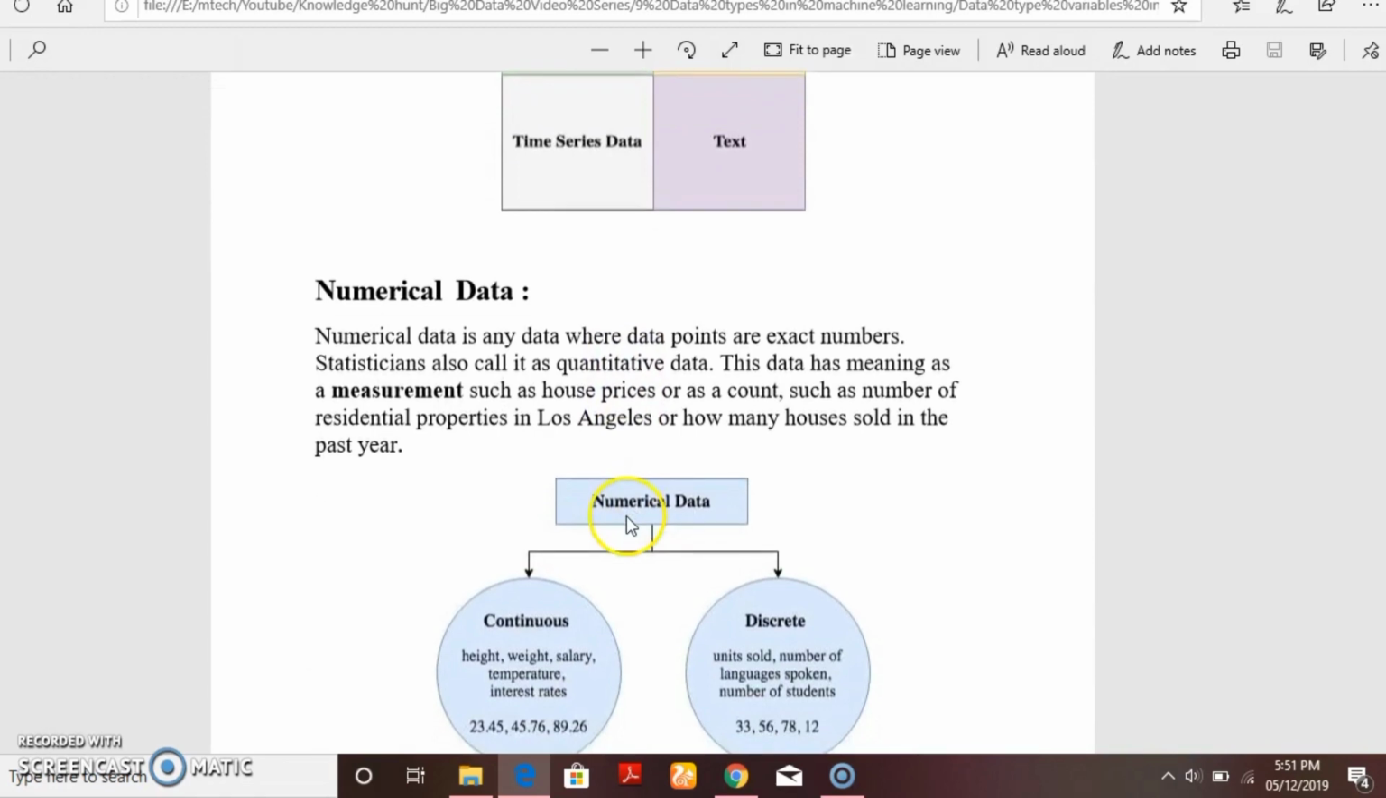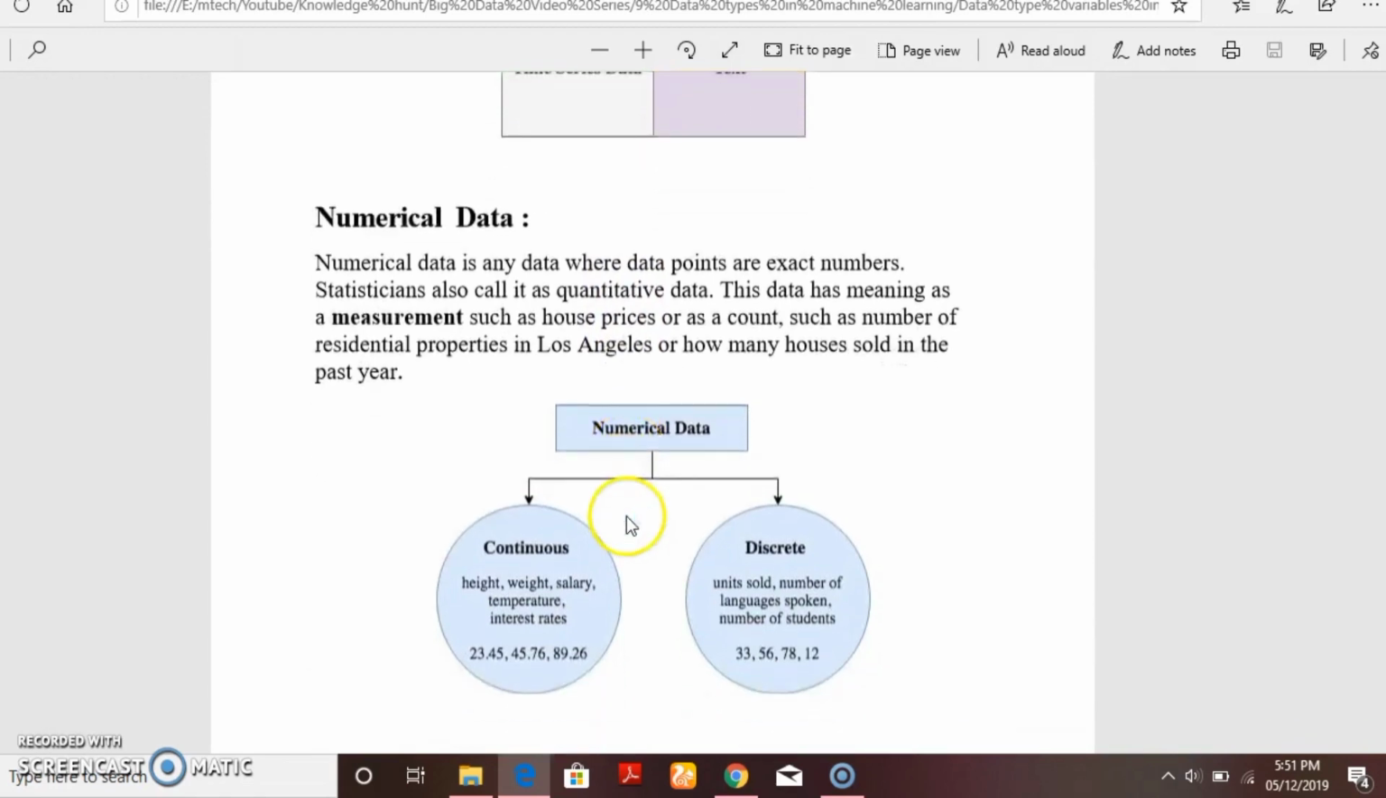As the name indicates, it is based on numbers. Statisticians also call it quantitative data, not qualitative. We know qualitative and quantitative are two different things. So this data has a meaning as a measurement, such as house price or a count of something, such as number of houses in this area, or number of properties in Los Angeles, or how many houses were sold in past years, how many products have been purchased in this particular year. Where it comes as a number, that type of data is called numerical data.